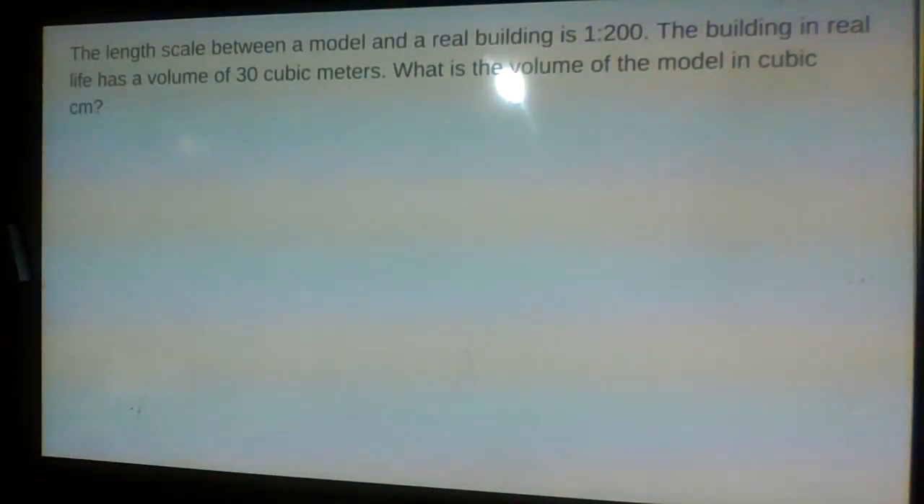All right. We're looking at this warm-up question. It says the length scale between a model and a real building is 1 to 200. The building in real life has a volume of 30 cubic meters. What is the volume of the model in cubic centimeters?